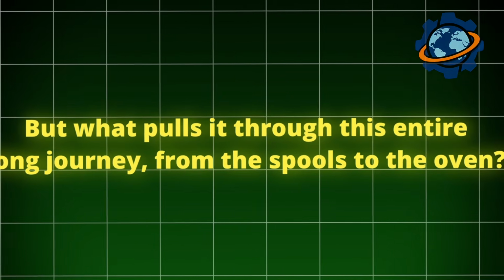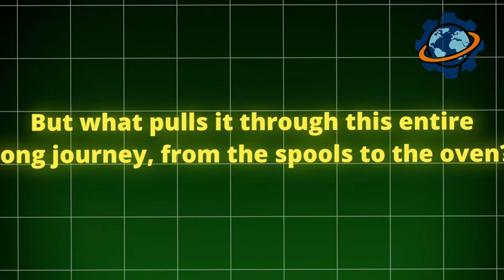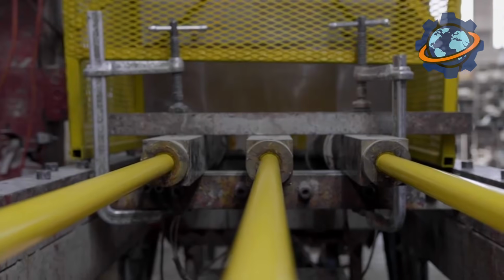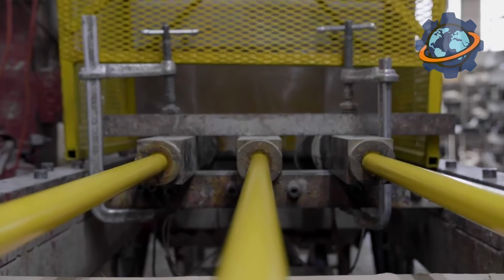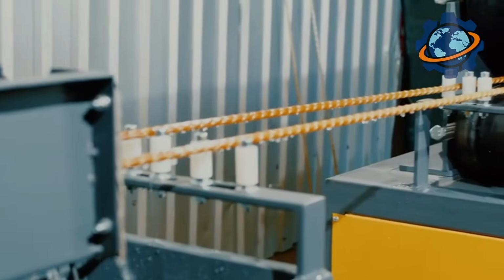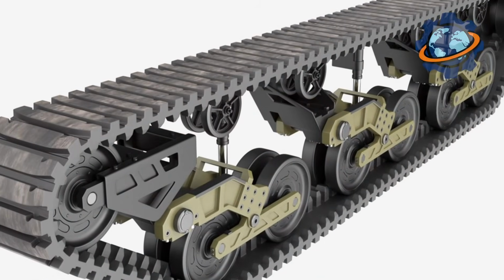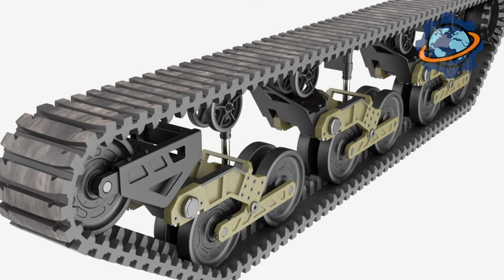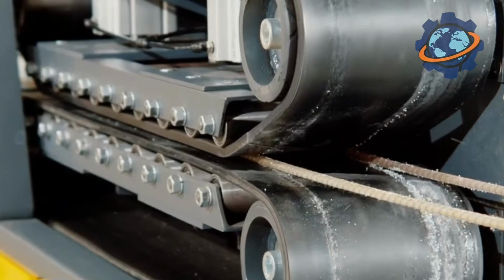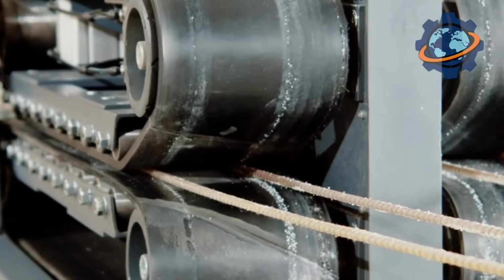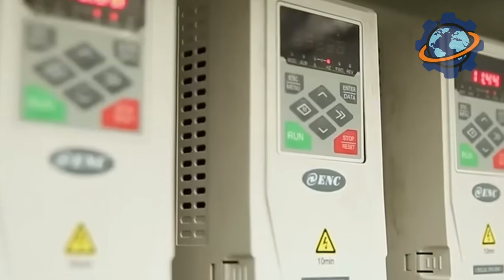But what pulls it through this entire long journey, from the spools to the oven? At the end of the line stands a special pulling device, which gives the whole process its name. Usually, it's two caterpillar-like mechanisms, similar to tank tracks, located one above the other. They gently but very firmly clamp the already finished hard rod with their rubber pads and pull it towards themselves at a constant, precisely calibrated speed.